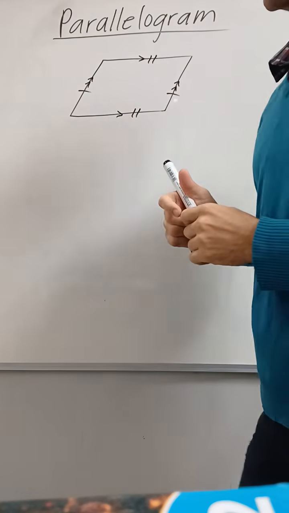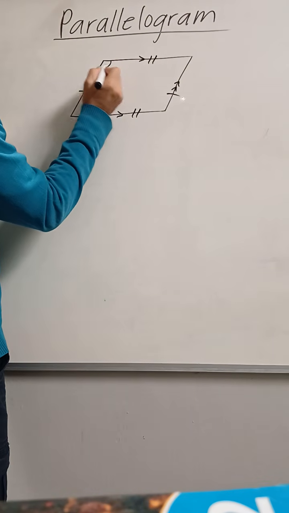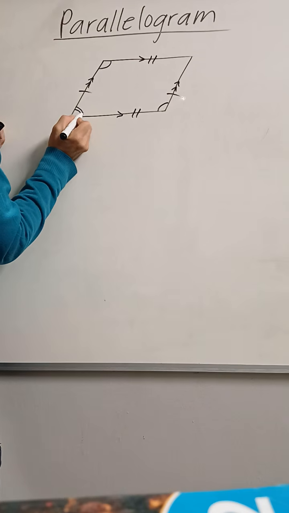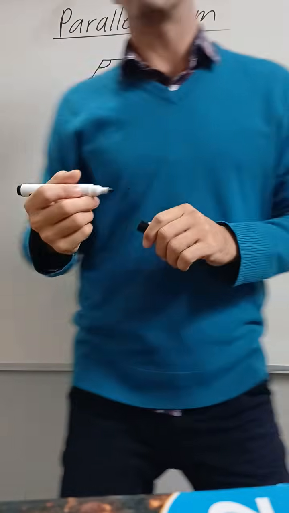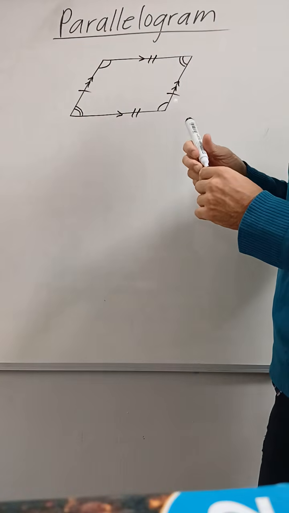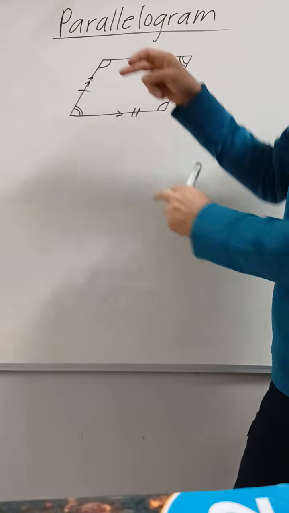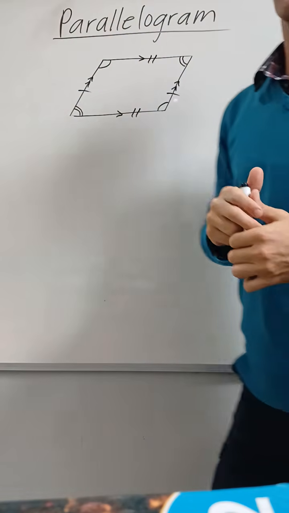Then this angle is equal to this angle, and this angle is equal to this angle. So both pairs of opposite angles are equal. Both pairs. Use that word both. Both pairs of opposite angles are equal.